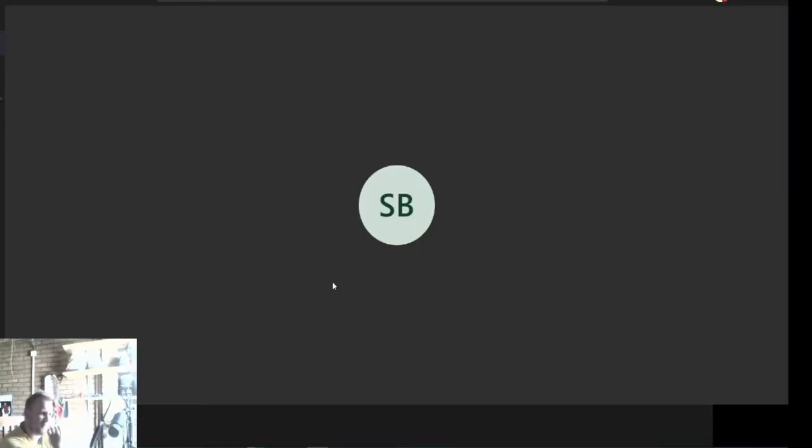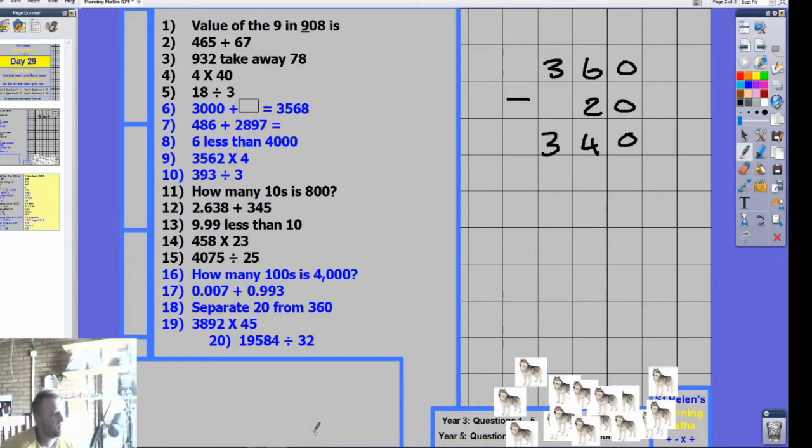Separate 20 from 360. 340. Yeah, that's what I thought. But I just didn't know if Mr. Saw was making it too easy or not. Maybe I'm just overthinking it because it's a year 6 question.